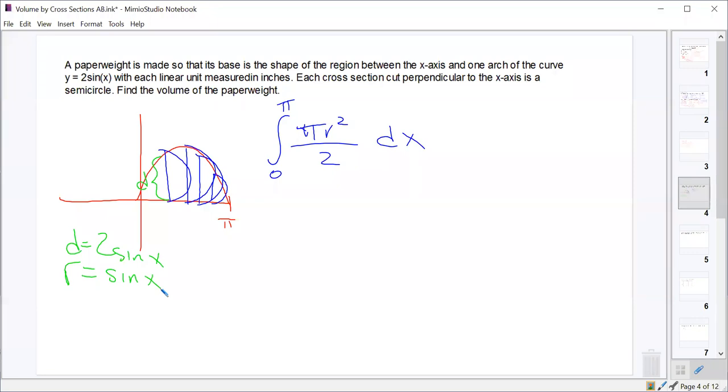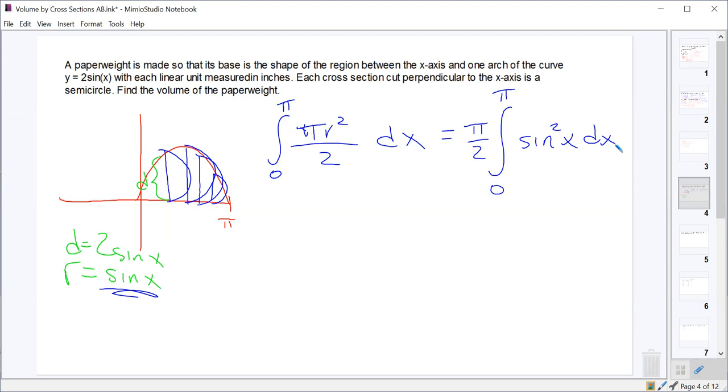So what we're going to do is let's pull the constant out of pi r squared over 2. What's the constant in there? The pi over 2. We'll pull the pi over 2 out. We'll integrate still from 0 to pi. And now it's just r squared, and r is sine x, so it should just be sine squared. Everybody good with that?